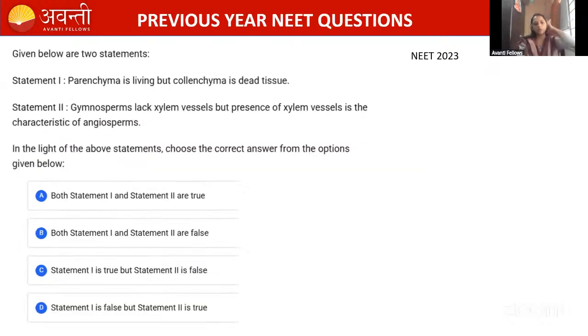Okay. So here is the question, guys. Statement-wise question. Statement 1: Parenchyma is living, but collenchyma is a dead tissue. Go through what I have discussed. Statement 2: Gymnosperms lack the xylem vessel, but the presence of the xylem vessel is a characteristic of angiosperms. Which statement is correct here? Just go through what I explained just now.